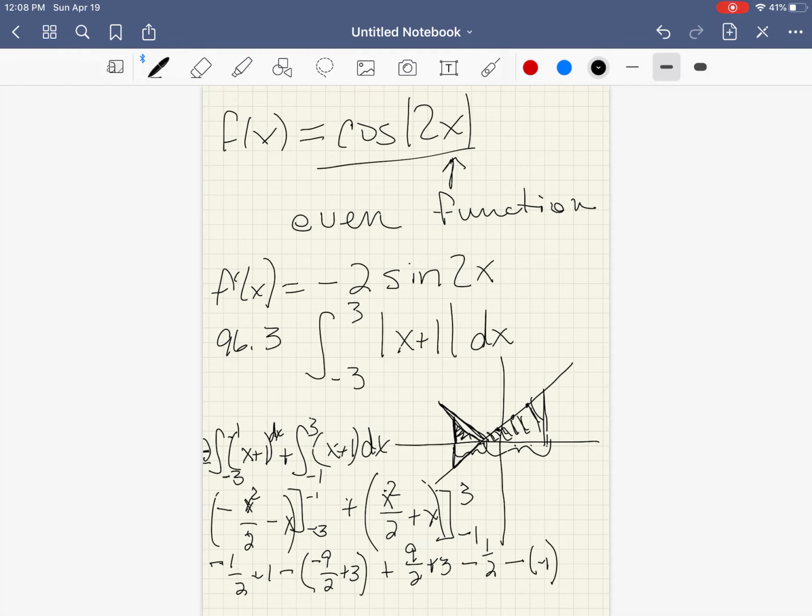So that would simplify to what? That's a plus 1 and a minus. So that's a plus 1 and a plus 1. So we've got -9/2 plus 9/2 plus 9/2 is 18/2. 18/2 minus 1/2 is 17/2 minus 16/2, so that would be positive 8. And then what else do we have? We have minus 1, minus 3.